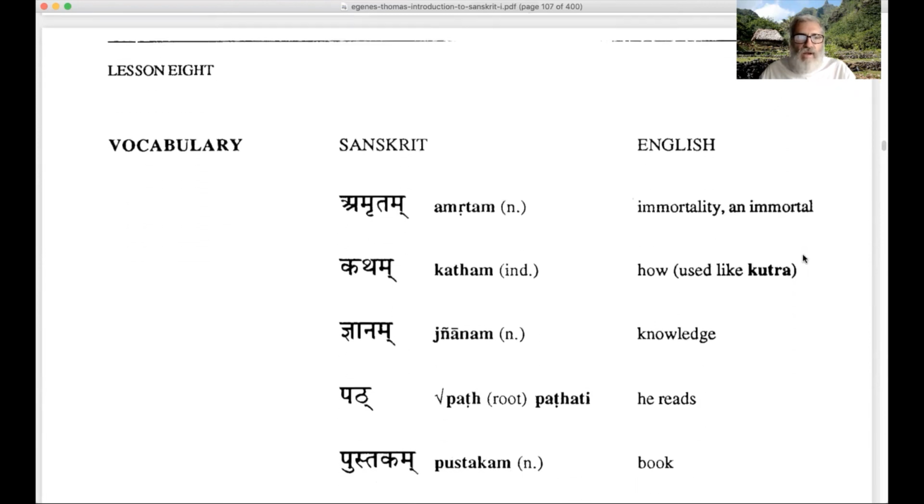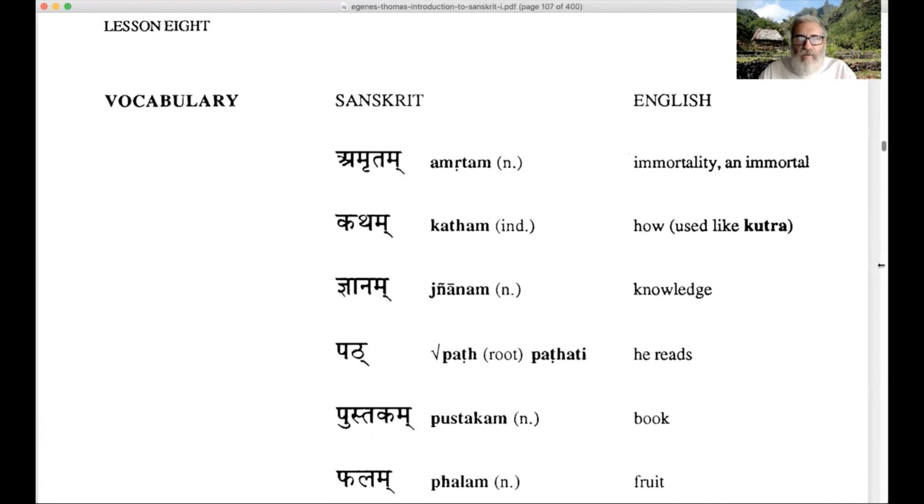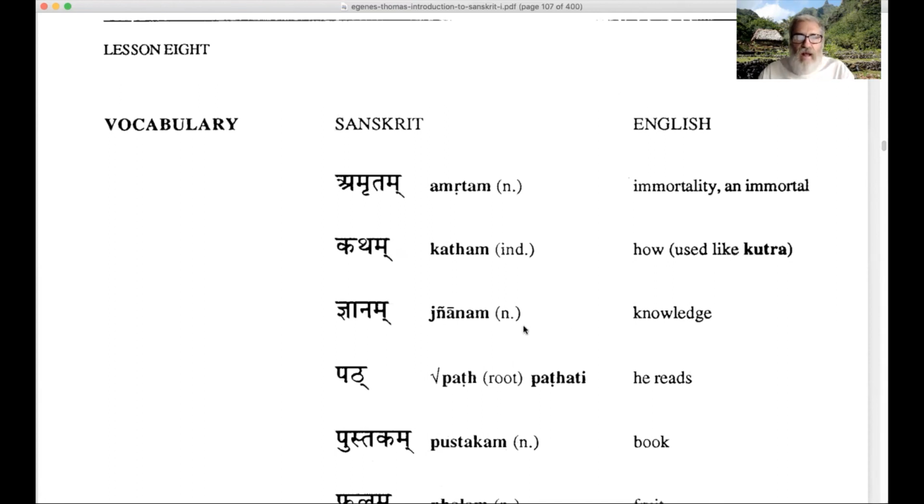Now, continuing on, we have some vocabulary on page 93. Here's some vocabulary, Sanskrit and English. So here we have amritam, and you notice that they have given it with an N. There's an N next to it, which shows that it's neuter. If we see M, it's masculine. If we see F, it's feminine. If we see N, it's neuter. So here it's neuter because we've got two different types of nouns that we know. We know A ending masculine nouns, and we know A ending neuter nouns, right?